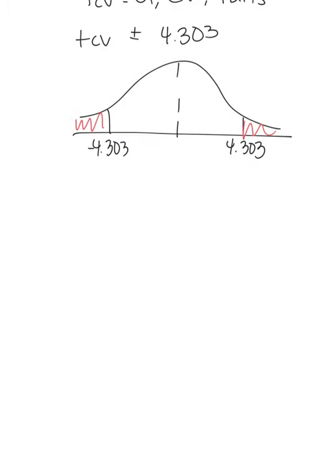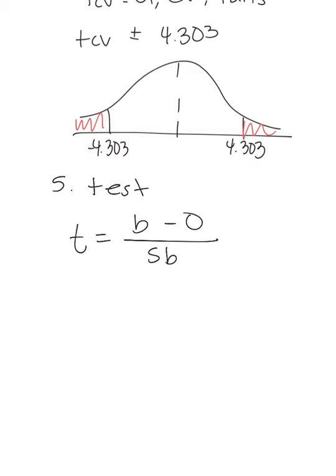All right, now for the test, step 5. We do have to learn a few new formulas here. So first, the test statistic for the slope is found by doing b minus 0, and this 0, yes, is always 0, divided by the standard error of the slope, SB. So let me show you how we get SB.